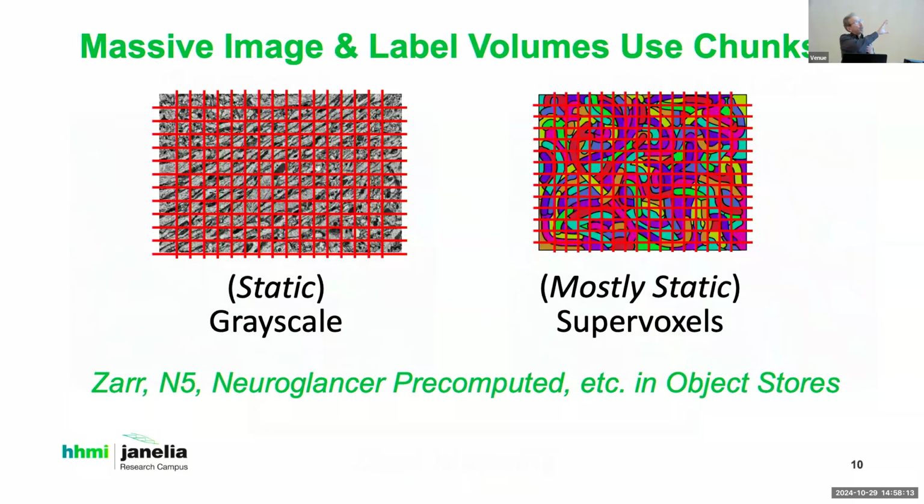One way to look at how to structure the data is that in this massive volume, we break it up into smaller chunks. And this is why, particularly for the static components, we use file formats like Zarr, N5, and Neuroglancer precomputed. These are all stored in things like AWS S3 and Google Cloud Storage systems, and we can get at these very quickly if you already know the volume.